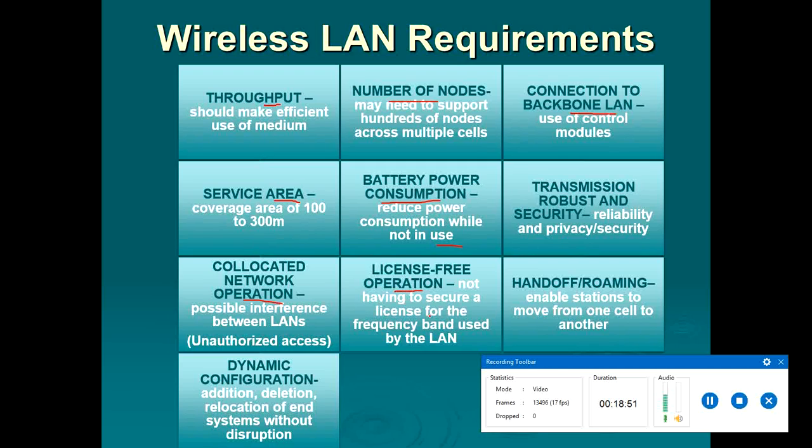Next is license-free operation, not having to secure a license for the frequency band used by the LAN. So users will prefer to buy and operate wireless LAN products without having to secure a license. Being a user, I don't need to buy a license. A license is required for the company who is offering the wireless LANs.